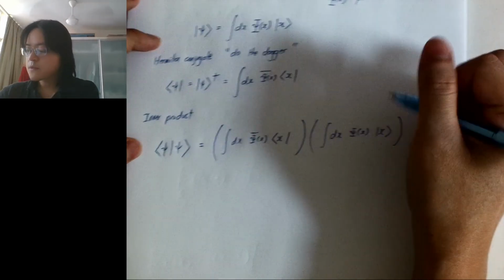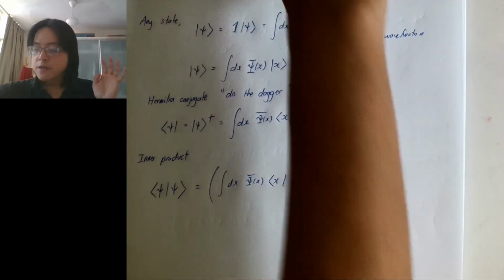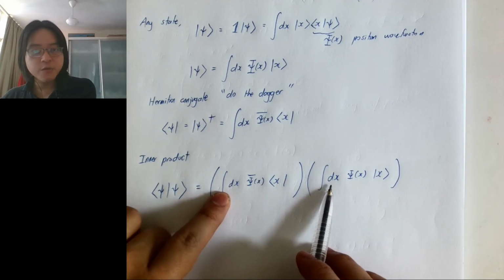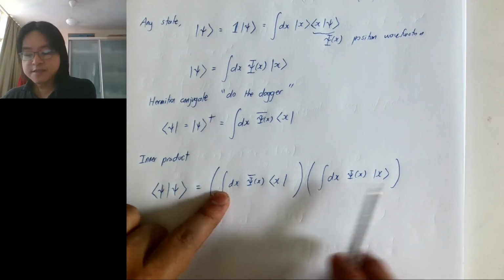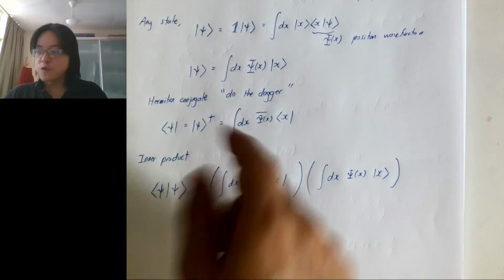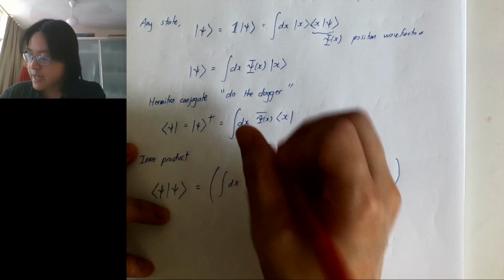This is where you have to be careful, because now I have two integrations in the same equation. I have two integrations in the same equation, so I need to make sure who is who. So I have two separate x.